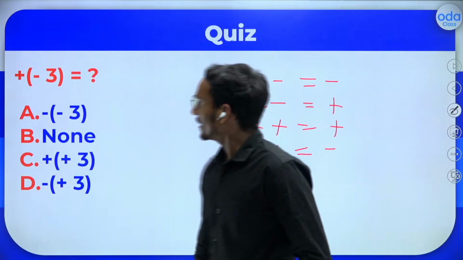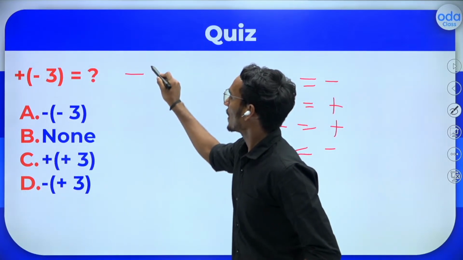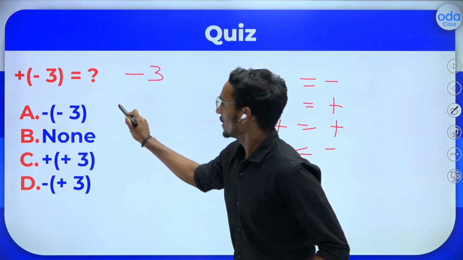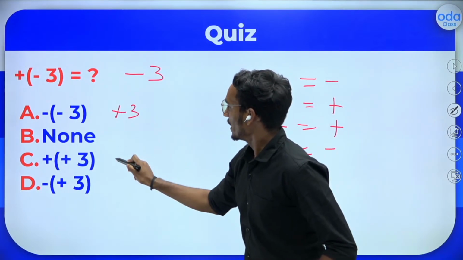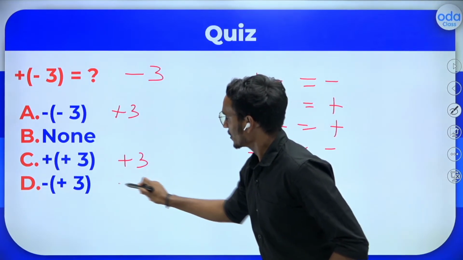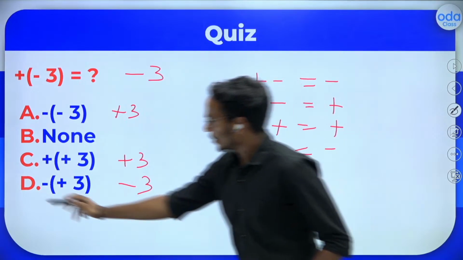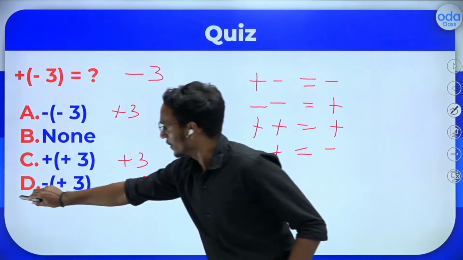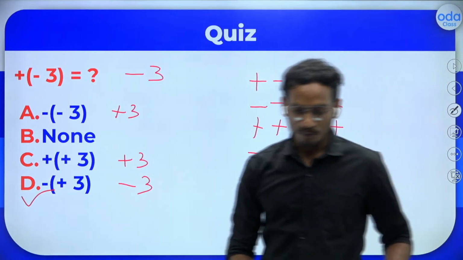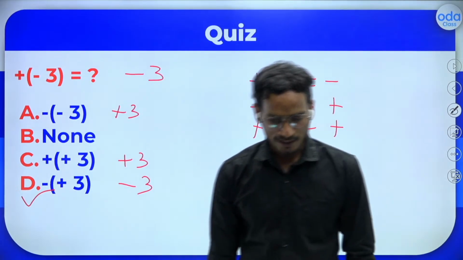तो बताओ, अगर इस तरीके से सॉल्व करें तो प्लस माइनस 3 इज इक्वल टू माइनस 3. दिस ऑप्शन इट इज प्लस 3, इट इज प्लस 3 एंड इट इज माइनस 3. तो राइट आंसर क्या होगा? ऑप्शन डी. आई होप दिस इज क्लियर टू एवरीवन. क्या ये चीज सबको क्लियर है?